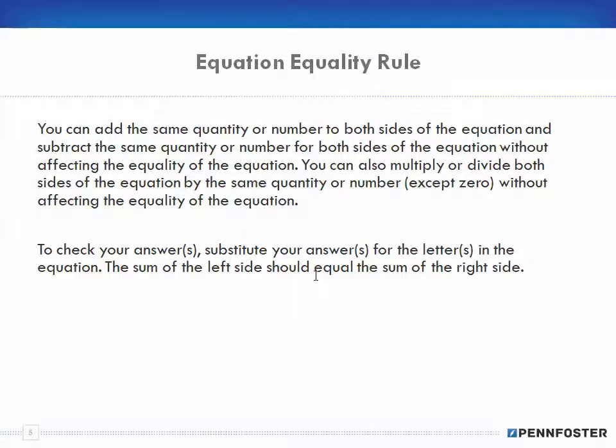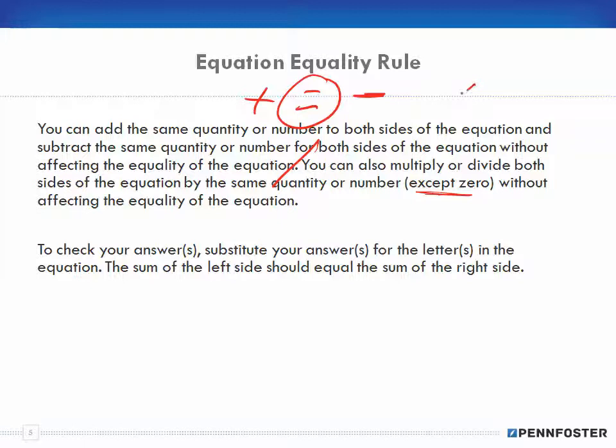Okay, next slide. All right, next rule. Equation equality rule. You can add the same quantity or number to both sides of the equation and subtract the same number or quantity from both sides of the equation without affecting the equality of the equation. Right? It's saying you can add and subtract the same amount to both sides of the equation, and it doesn't change that equality. You can also multiply or divide both sides of the equation by the same quantity or number, except 0, because we can't divide by 0, without affecting the equality of the equation.